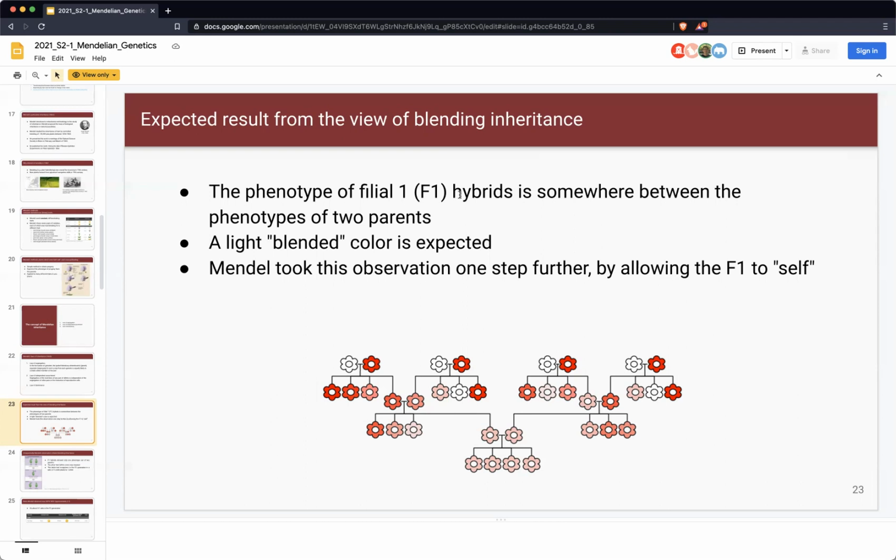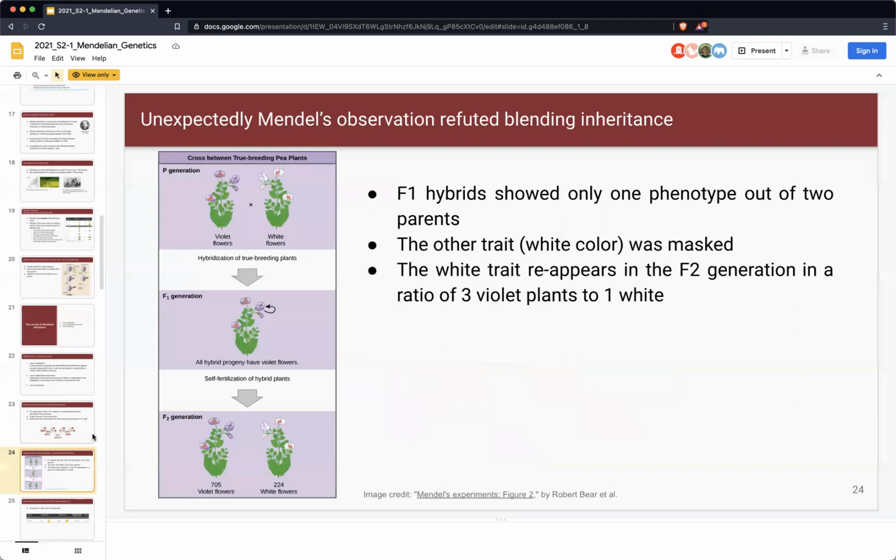Right? So let's say if you cross white flowers and red flowers, then you have some value between white and red, somewhere between, light pink or dark pink or something, right? So that has to be blended, right? But what Mendel saw at the time was quite different from blending inheritance. It is quite segregated, and quite distinct in consecutive generations. If you cross violet flowers and white flowers, you see only violet flowers in the first generation, and in the second generation you return to the parental types, violet and white, right? That pattern is clearly different from what we expected from blending inheritance.